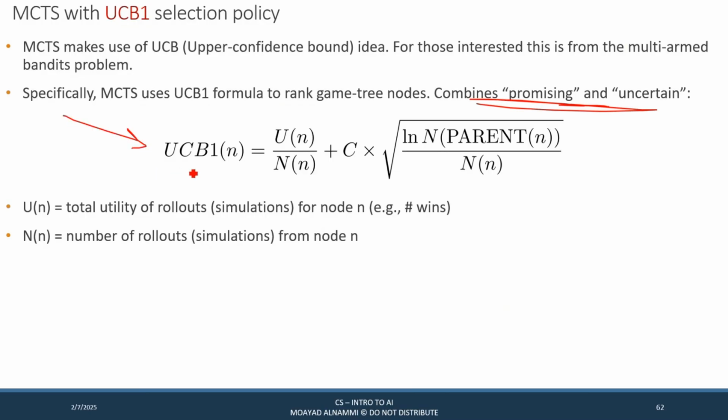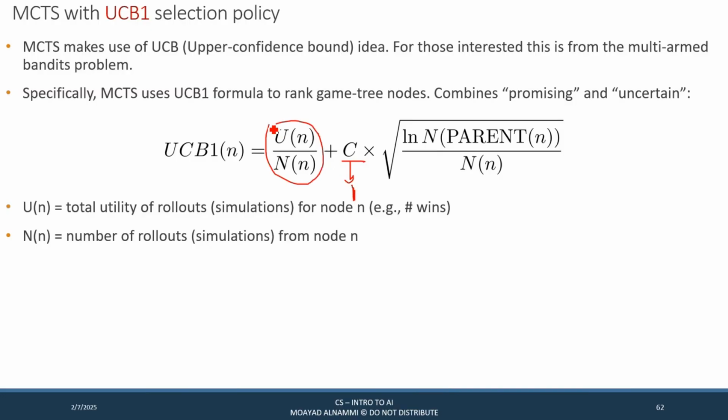What does it look like? UCB1 takes a game node. There are two terms in this formula. There's the exploitation term. Then there's a trade-off value. This is something you need to set. There are some theoretical arguments that this should be the square root of 2. For our purposes, we'll always just set this to 1, just for learning purposes.